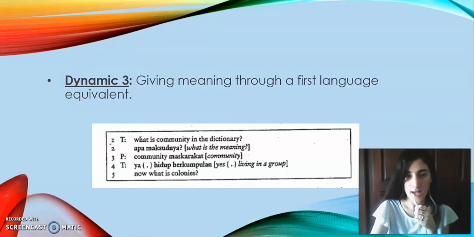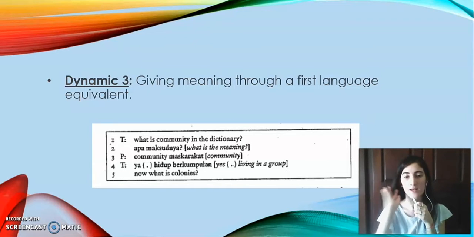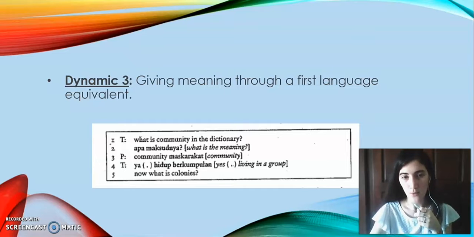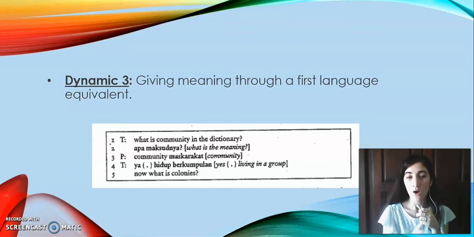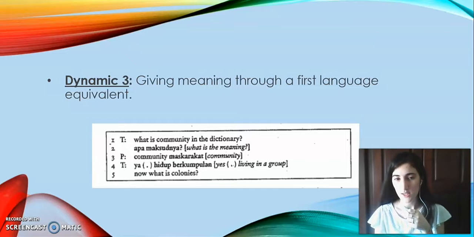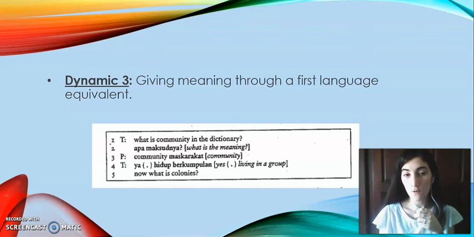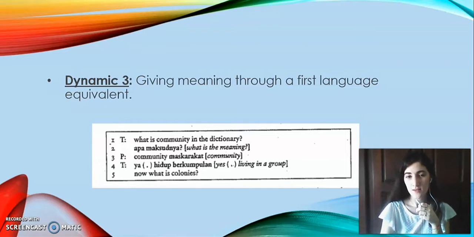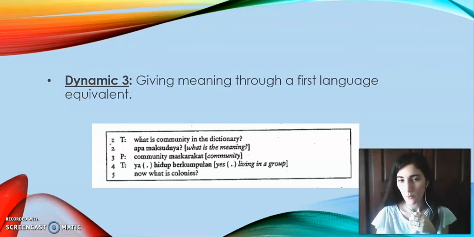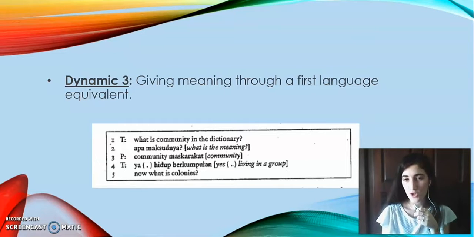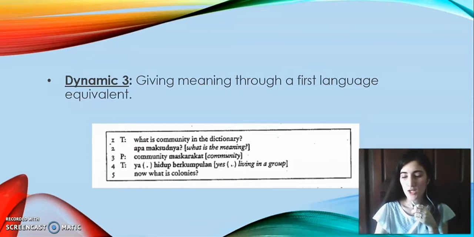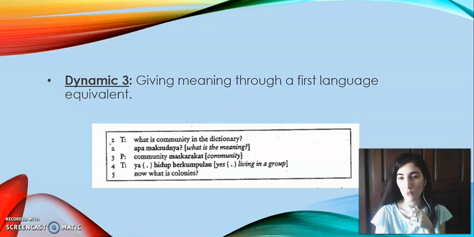And here we have the teacher asking, "What is community in the dictionary?" And then she asks again, "What is the meaning in the first language?" So the student said, "Community and community." He first said community in the foreign language because the teacher asked the question in the foreign language. And then he said community in the first language because the teacher asked the question in the first language. So that is giving meaning through a first language equivalent. She asked both questions consecutively, so students answer using both languages.